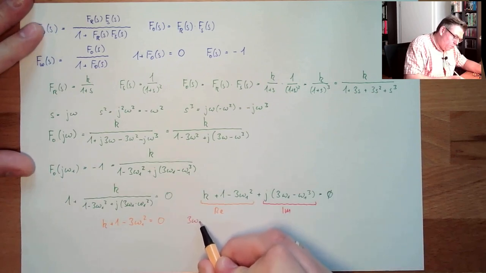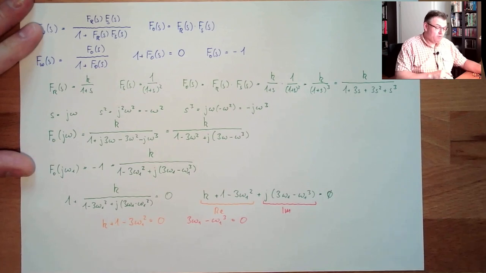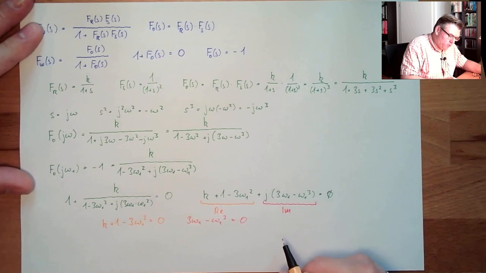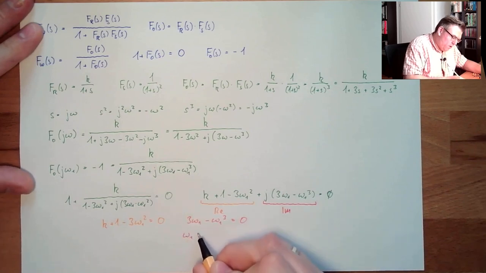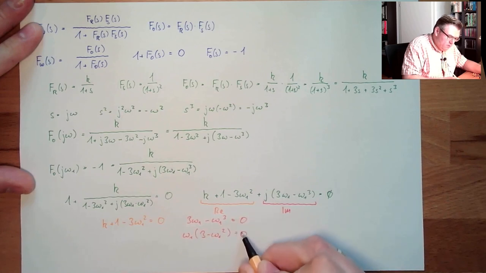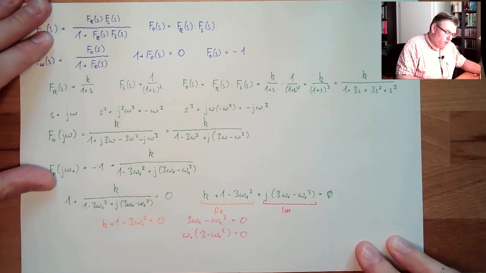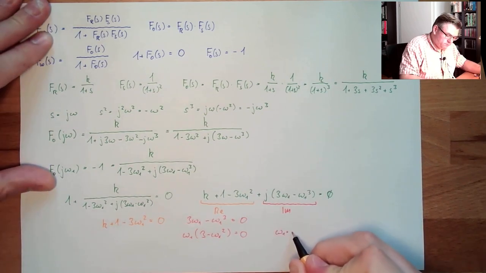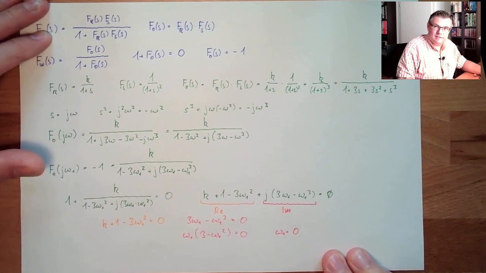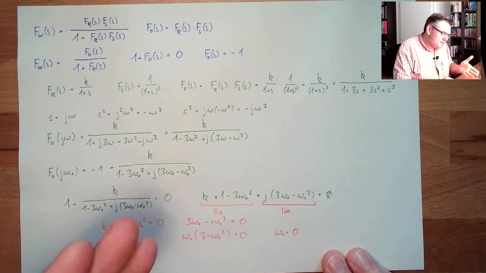Let's have a look at the imaginary part. Here I write 3 omega 1 minus omega 1 to the third equals 0. Here I only have one variable left. So I can write omega 1 multiplied by 3 minus omega 1 squared is 0. One way to reach this is omega 1 equals 0. It's a so-called trivial solution.